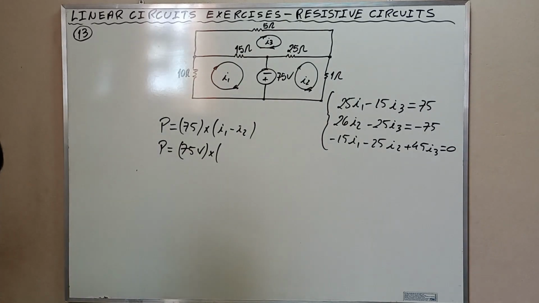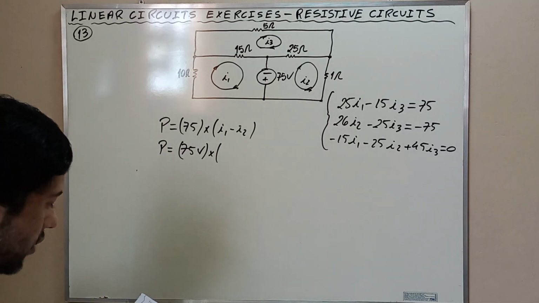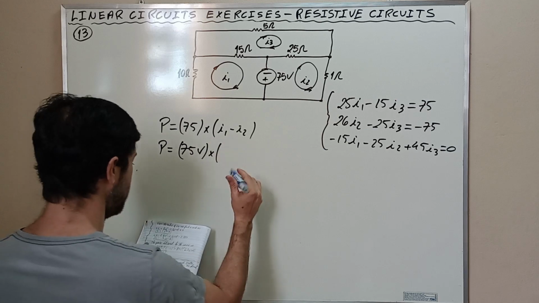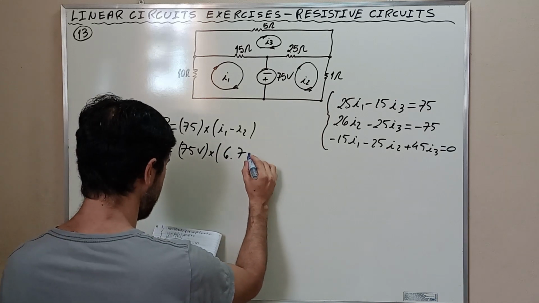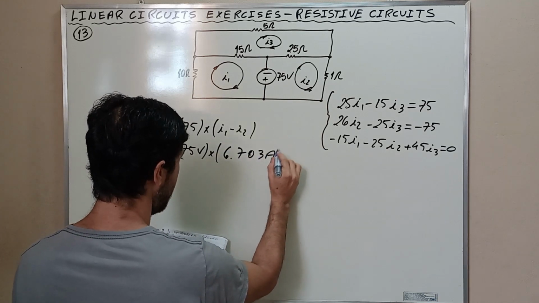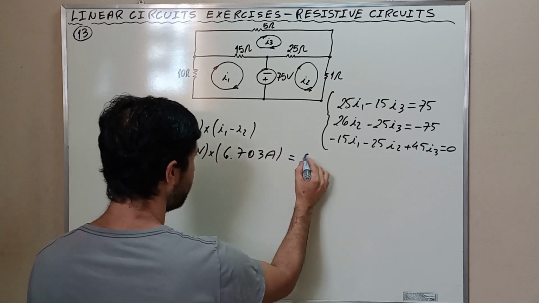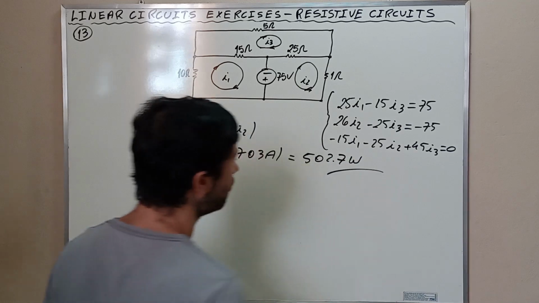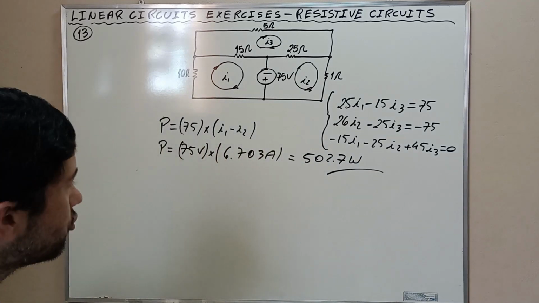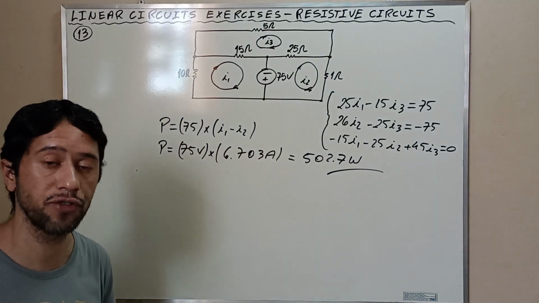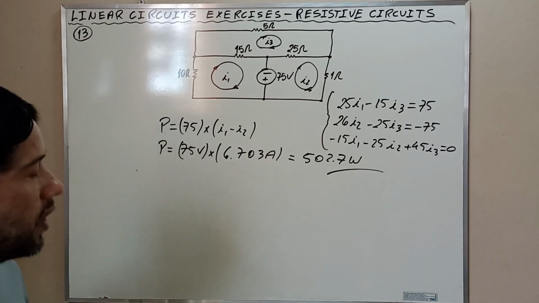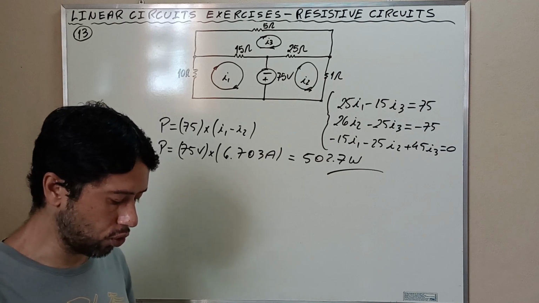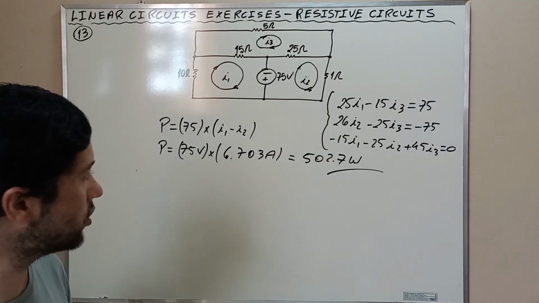I1, which is 1.641, and I2 is negative 5.062. The current resulting from this is 6.703 amps and the power is 502.7 watts. And this is all the exercise wanted us to calculate, my friends. I hope you understood everything. If not, you can go back to the beginning of the video and watch it again.